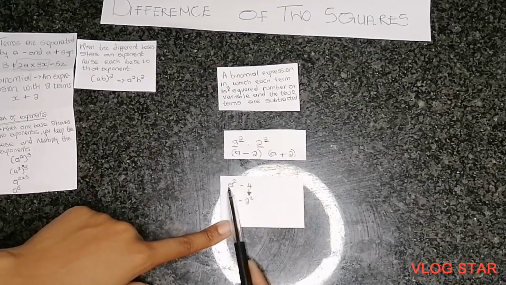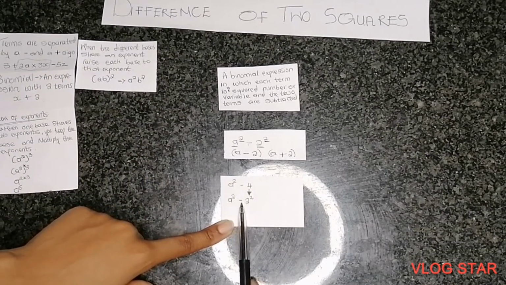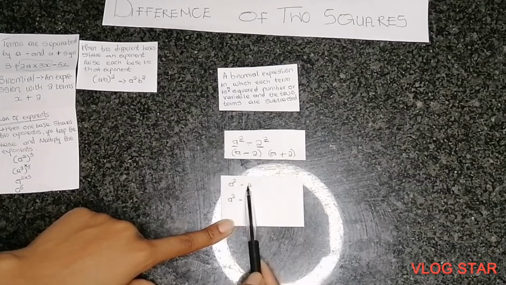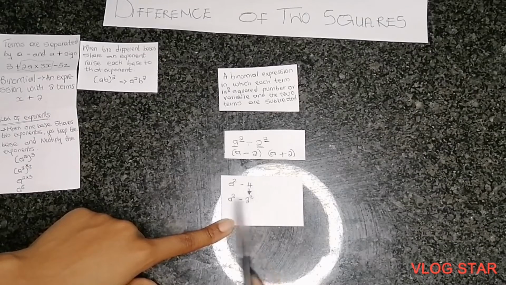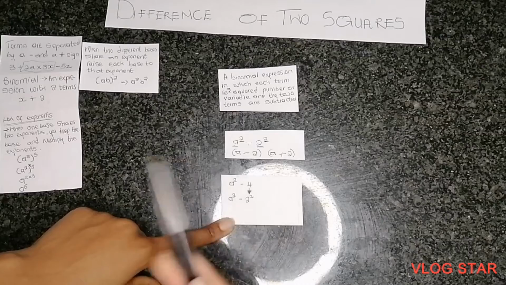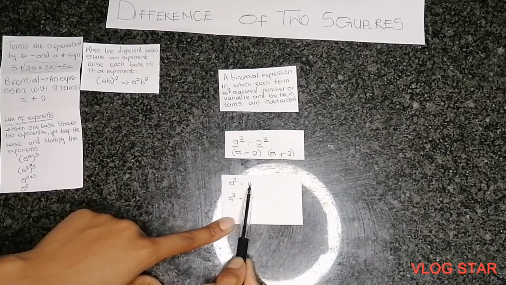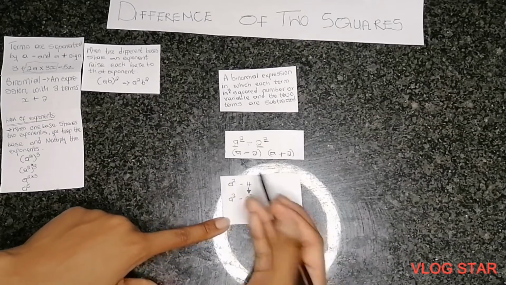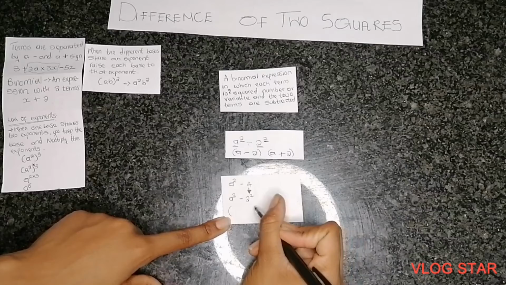You're going to put down your a squared, your minus sign, and then change this 4 in terms of squared, which is 2 squared. 2 multiplied by 2 is 4. So you're going to factorize it using difference of two squares.